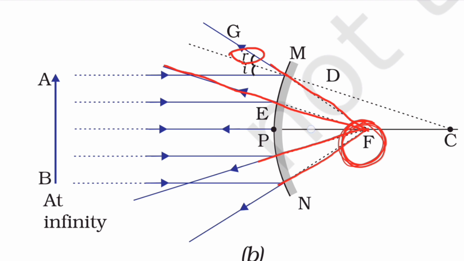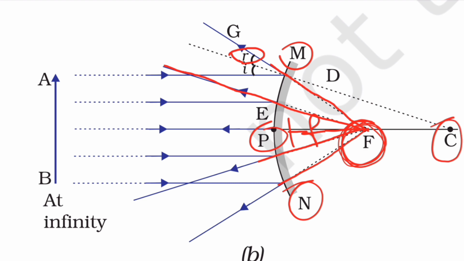From P to F the distance is the focal length, where P is the pole, M and N are the convex mirror, and C is the center of curvature. Here the center of curvature looks like it is inside, but we have to keep in mind that the center of curvature is not a part of the mirror. This is the convex mirror.